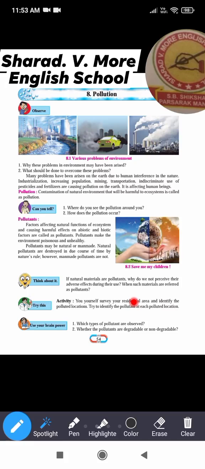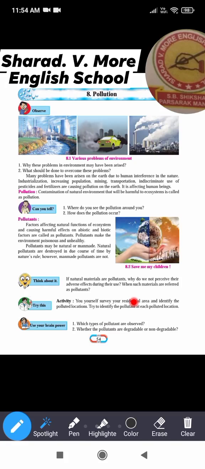Now try this activity. This is also cancelled. You yourself survey your residential area and identify the polluted locations. Try to identify the pollutant at each polluted location. Use your brain power. Which types of pollutants are observed? Whether the pollutants are degradable or non-degradable.